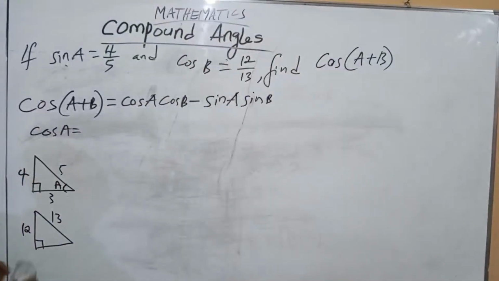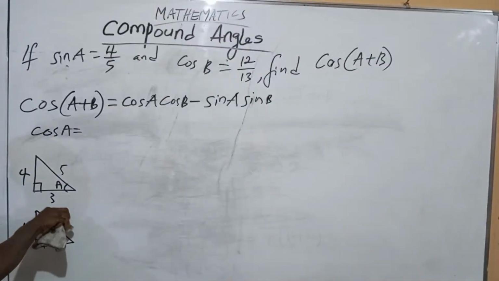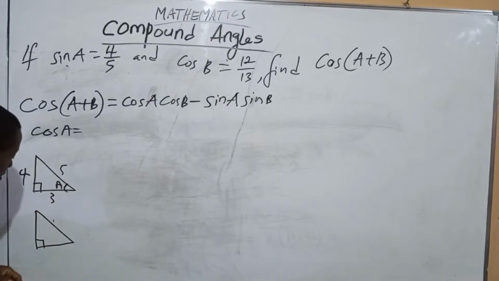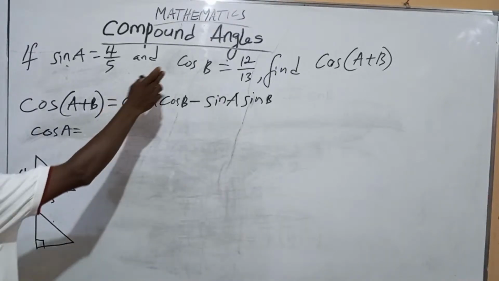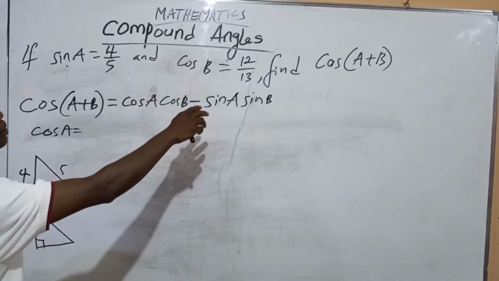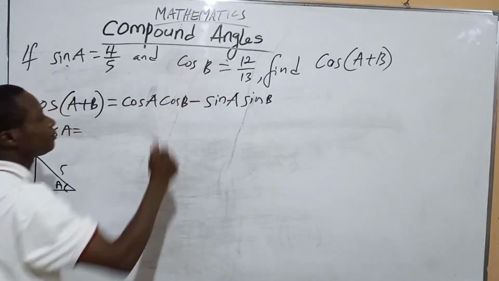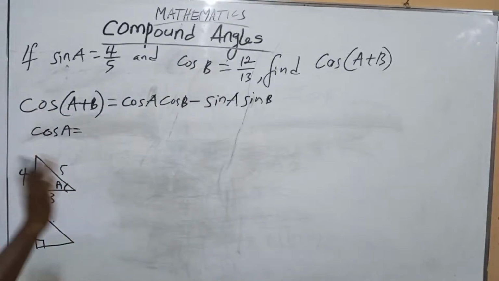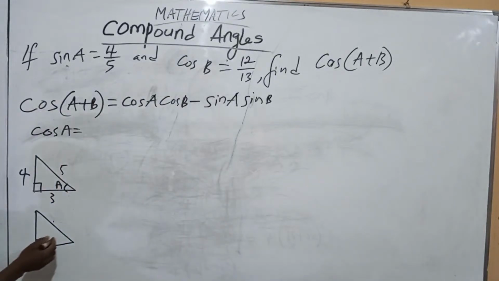Adjacent over hypotenuse. So the adjacent side, that's cos B, we have 12 over 13. That is adjacent over hypotenuse. If this is A, it means this place will be the adjacent, which is 12 over hypotenuse. All right? So if this is 12 and this is 13, how do we get this point here?